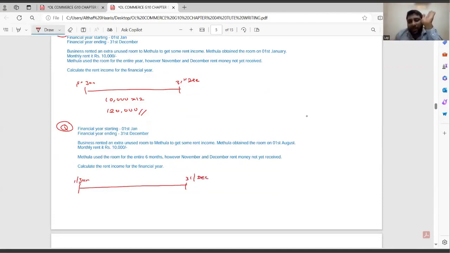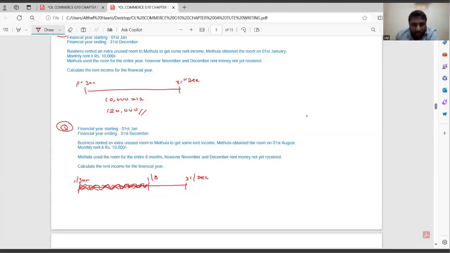When did Methula take the building? Tell me. When did he sign the agreement? When did he take the building? 1st August. Then for this period, can I get money from him? Ubaidullah and Afti, you tell me. I can't, no. So this period is out.